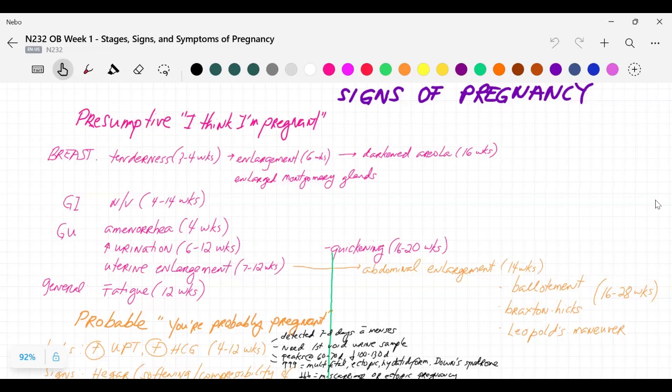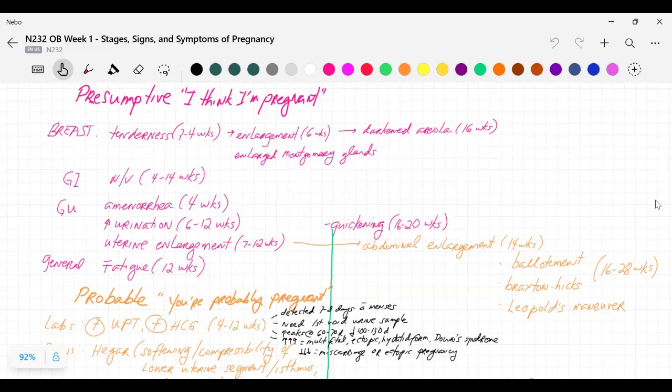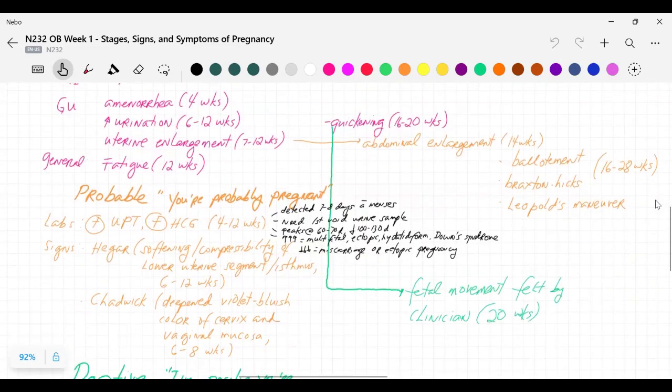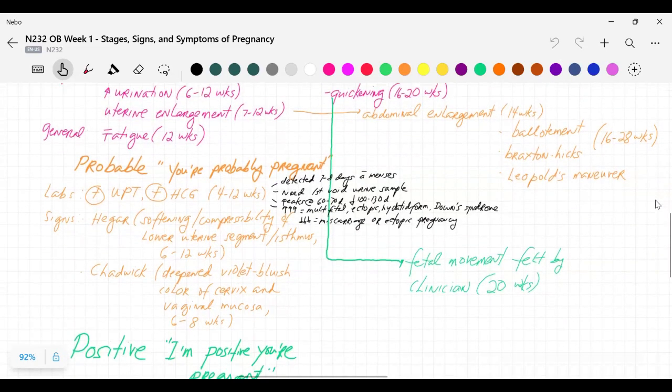Okay. So those are all presumptive. I think I'm pregnant, but I'm not sure. It could be something else. Probable, you're probably pregnant. So now the patient is not the only one thinking it, there is another person, which is the clinician, saying, you're probably pregnant. How do I know? Let's do these labs. So probable symptoms and signs have labs, okay?